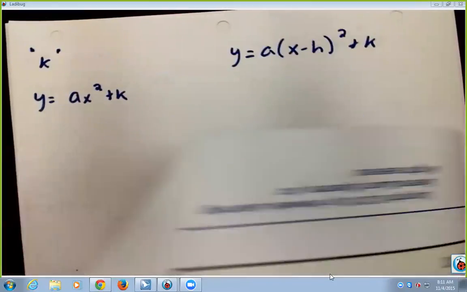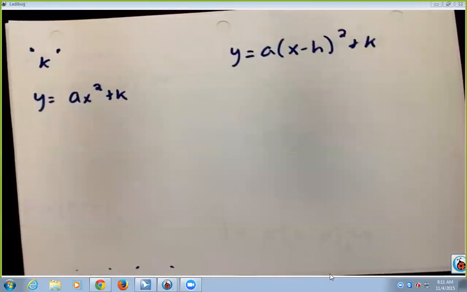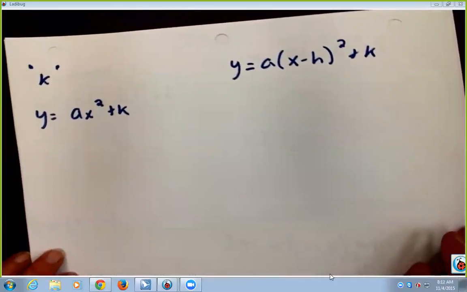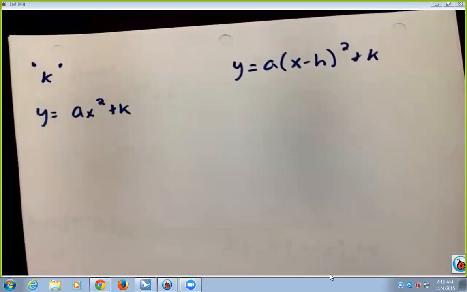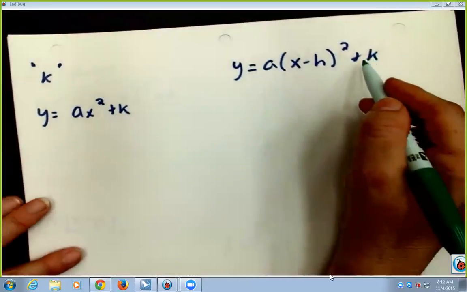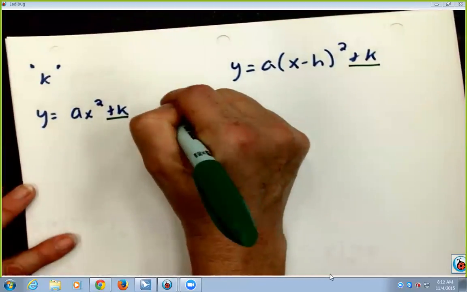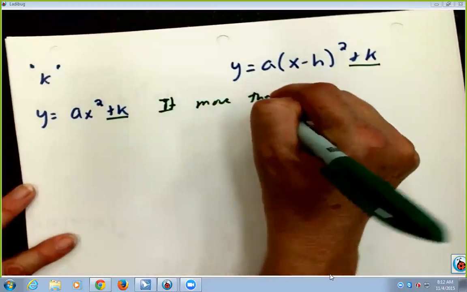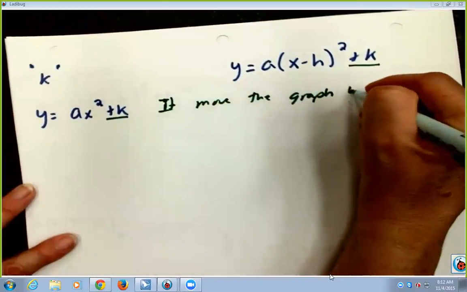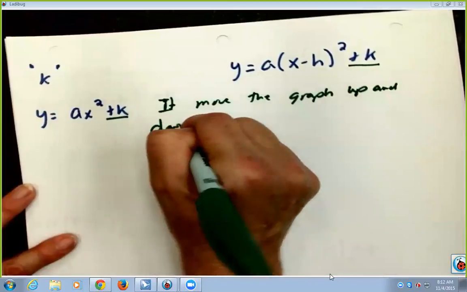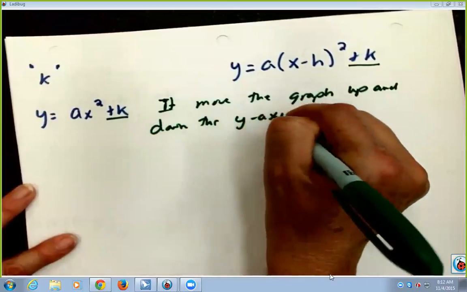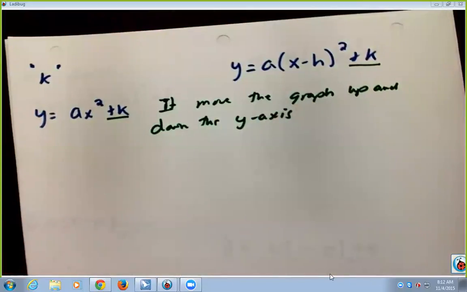So let's continue on and find out what another one happens to be. And in this case, we have K. Now K sits off at the tail end of this whole piece. And what K does for us, it moves the graph up and down the y-axis. So it's going to make that graph go up and down the y-axis. It's going to move it from one location to another location, from one spot to the next.